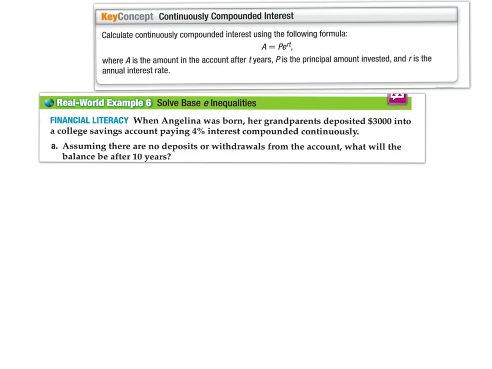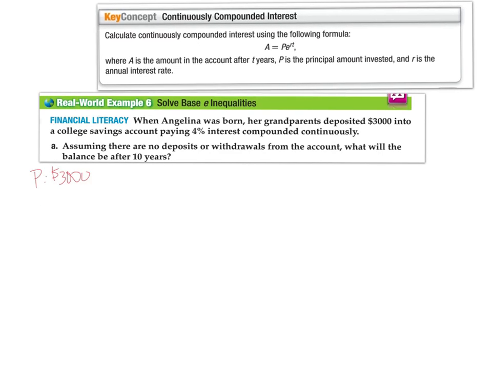Since we know it is compounded continuously, we need to use this formula right here, because this is the formula for continuously compounded interest. So let's start identifying some of the pieces. A is the amount in the account after T years, and we want to know what that is. We don't know what A is, so we're going to solve for A. Then P is the principal amount invested, so the original amount invested is $3,000. So P equals $3,000.